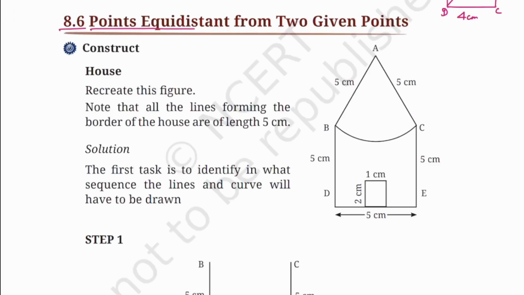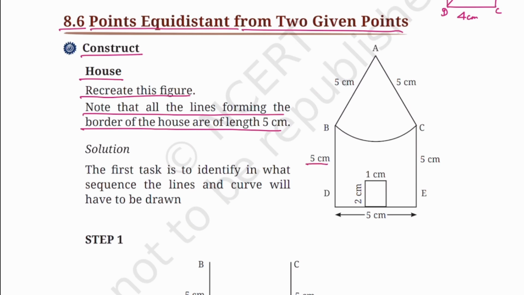8.6. Points equidistant from two given points. Construct house. Recreate this figure. Note that all the lines forming the border of the house are of length 5 cm. Solution. The first task is to identify in what sequence the lines and curve will have to be drawn.